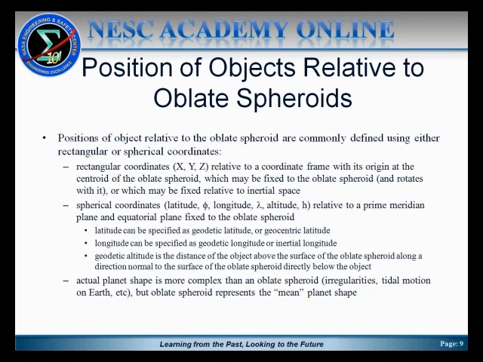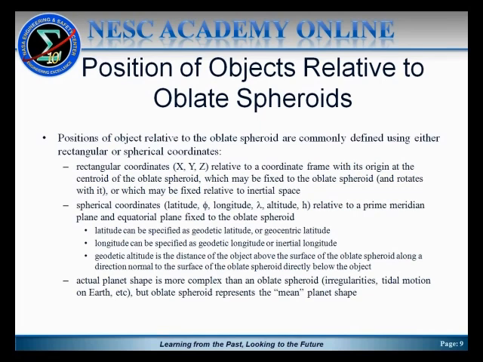Longitude can be specified as either geodetic longitude or inertial longitude, where geodetic longitude refers to longitude relative to the Greenwich meridian if it's referring to Earth, or inertial longitude, which is relative to, again, the x-axis pointing towards the vernal equinox. Geodetic altitude is just the distance of the object above the surface of the oblate spheroid along a direction normal to the surface of the oblate spheroid directly below the object.